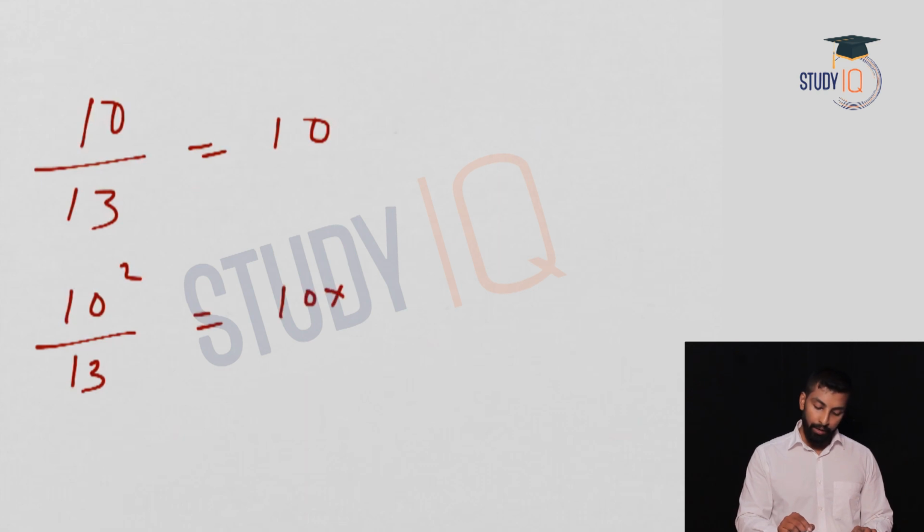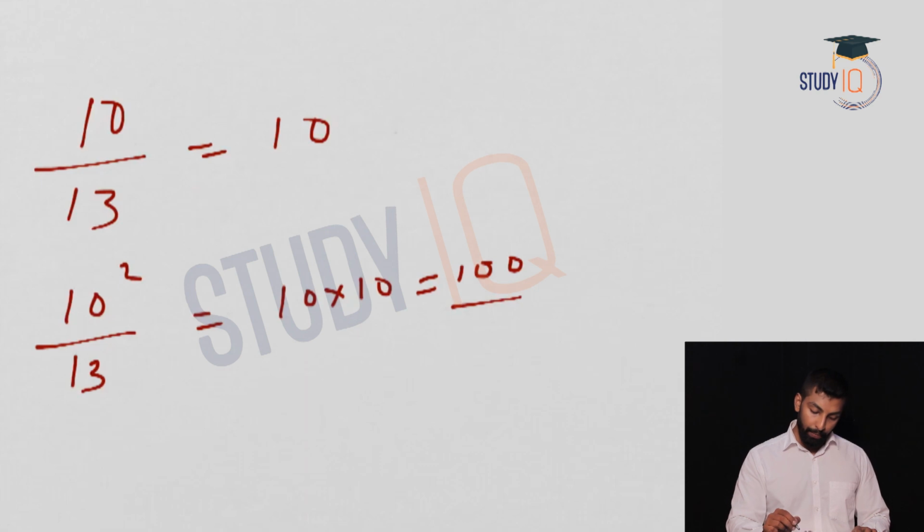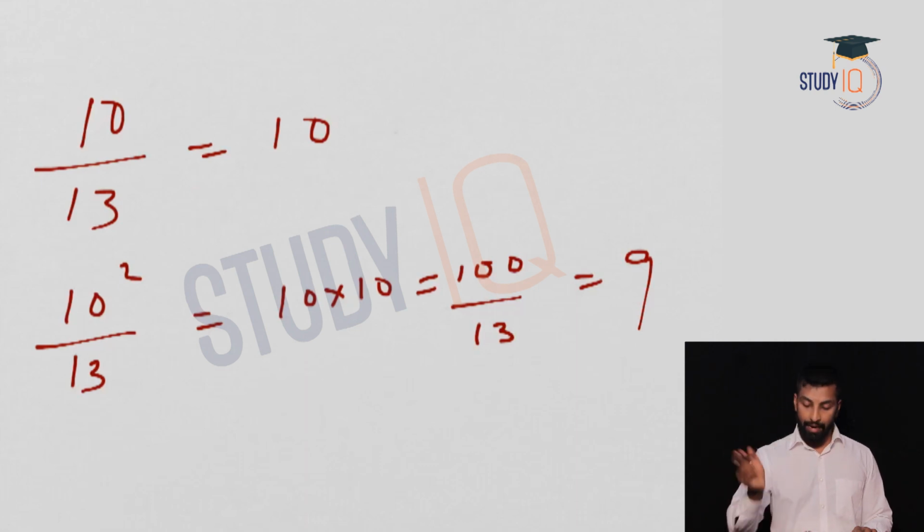I know 10 into 10 is actually 100, which is greater than the divisor. So divide by 13 again. So what do you get? You get 9 as the remainder, since 13 into 7 is 91, then 9.